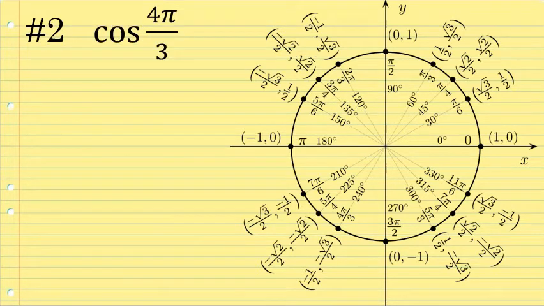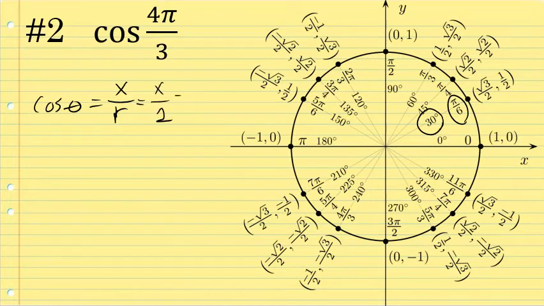Number 2, let's take a look at an angle that's measured in radians. You can see on this unit circle, for each angle, there's a degree measure and a radian measure. The cosine of 4 pi over 3 will be the x-coordinate. Remember, cosine of any angle is the x-coordinate over the distance from the origin to a point on the terminal side of that angle. And on the unit circle, that distance is always 1. So the cosine of any angle on the unit circle is just the x-coordinate.